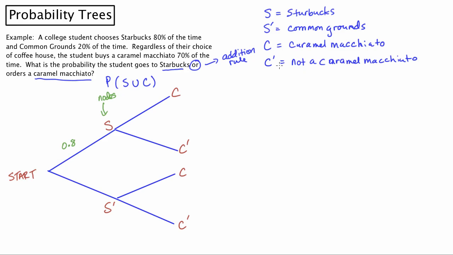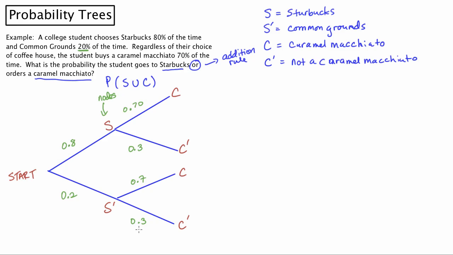Remember, on a tree diagram, the branches for a single level must add to 1 for their probabilities. So since this is an 80% chance to go to Starbucks, it's a 20% chance that she doesn't, which is what it says here with Common Grounds being 20% of the time. And then finally, 70% of the time, it's a caramel macchiato, which means 30% of the time it isn't. Alright, same down here, 70% caramel macchiato, 30% not.